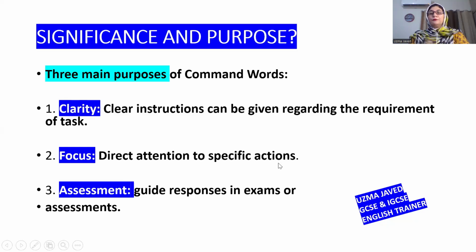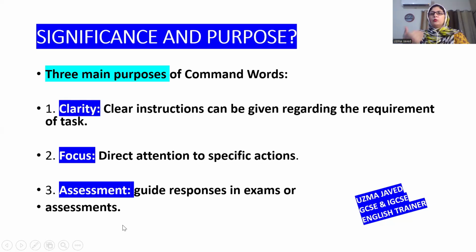Number two will be focus. That is, direct attention is given to specific actions. For example, the examiner asks you to focus on the key points of this topic. So the command word will give you the direction to focus. And the third purpose is assessment. It guides assessment, to guide responses in exams or assessments.